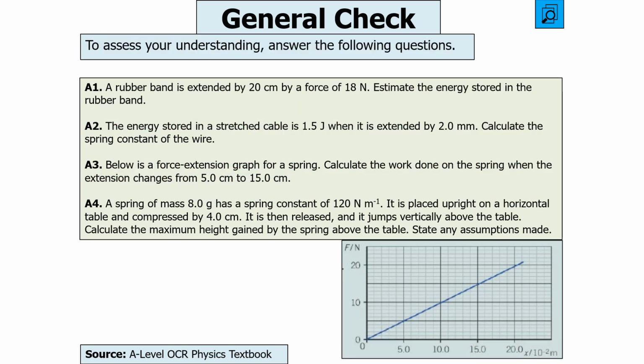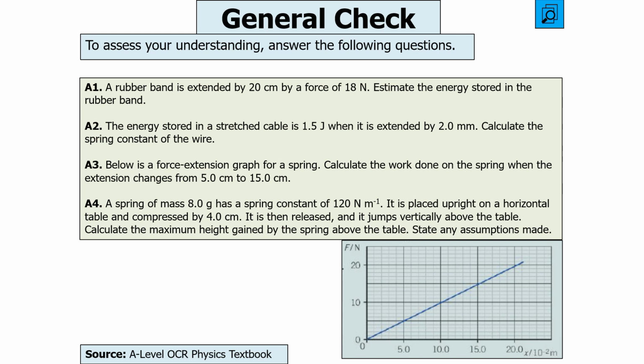The next question says, a rubber band is extended by 20 centimeters by a force of 18 newtons. Estimate the energy stored in the rubber band. Then the energy stored in a stretched cable is 1.5 joules when it's extended by 2 millimeters. Calculate the spring constant of the wire. Then below is a force extension graph for a spring. Calculate the work done on the spring when the extension changes from 5 centimeters to 15 centimeters.